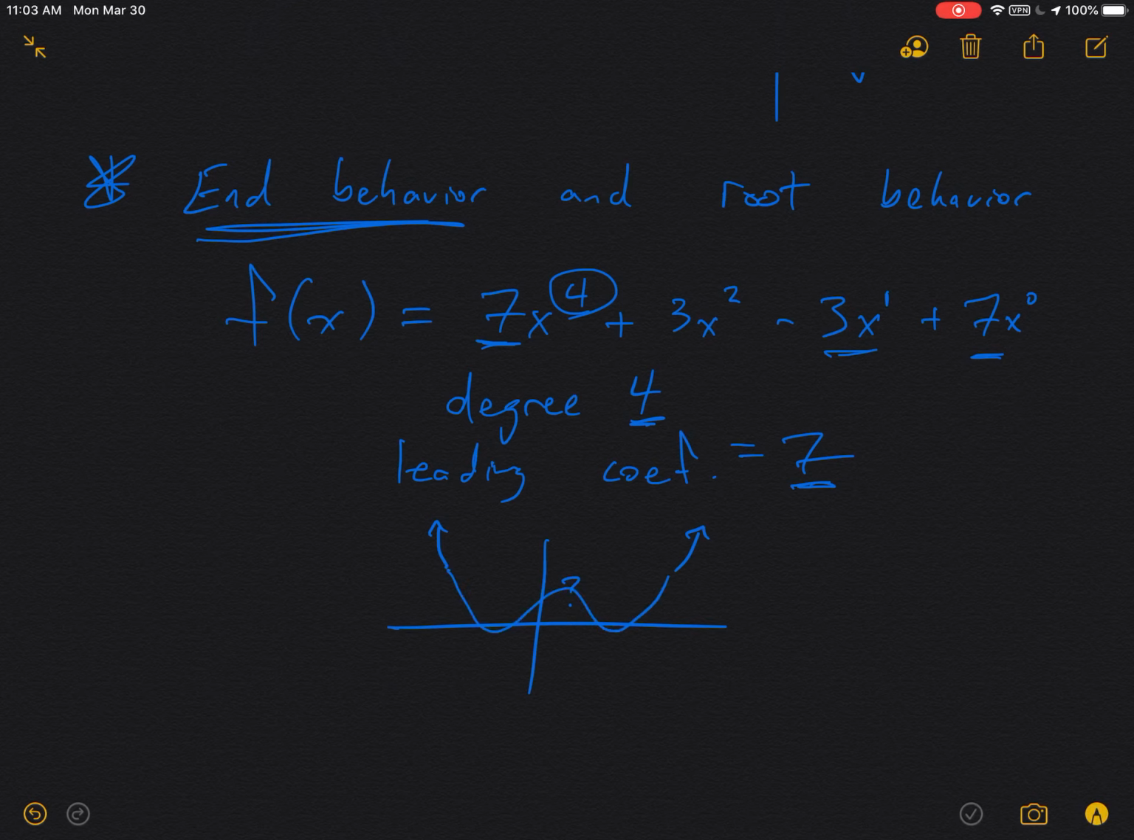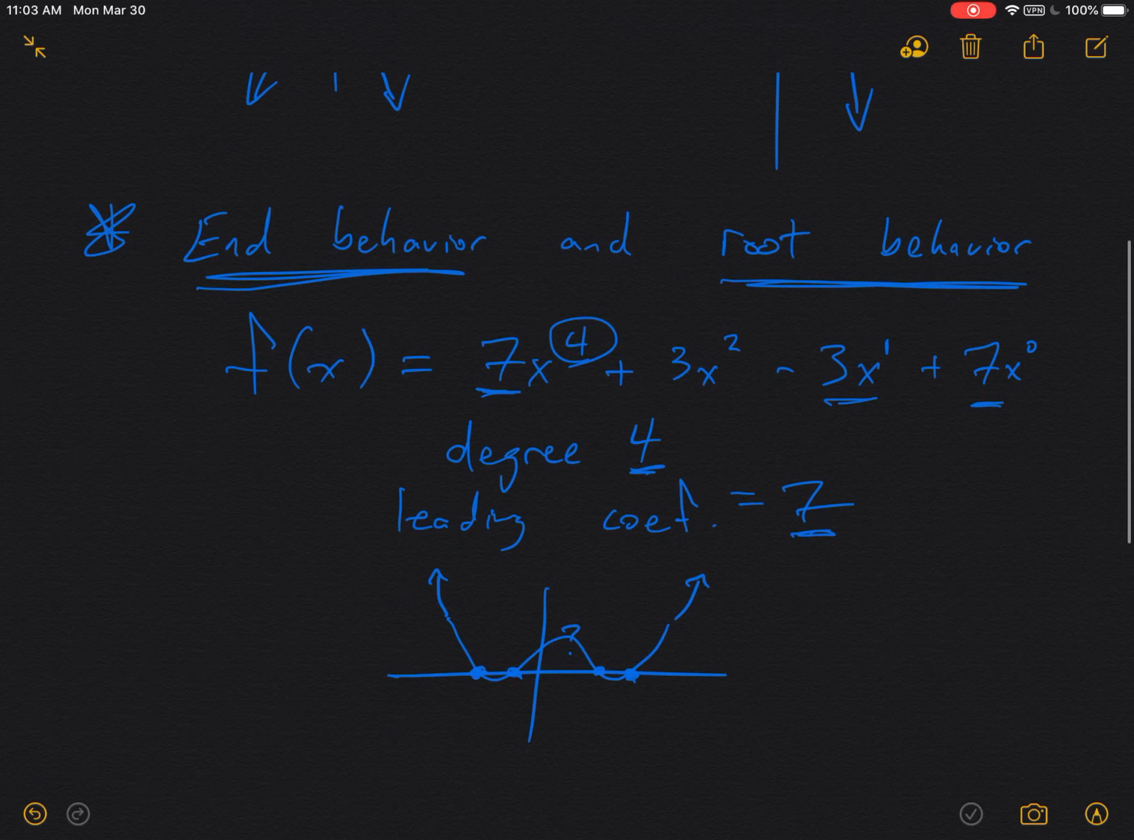But in order to fill in this interior portion of the graph, what we're going to focus on is the root behavior, and that's what the polynomial does at each of its roots. Remember, a root is a 0 for the function, which is the same thing as an x-intercept. So in the picture that I've drawn down here, you have 4 roots. Those are the places where we cross the x-axis. Those are the zeros for the polynomial f.